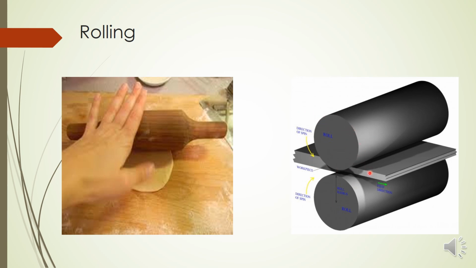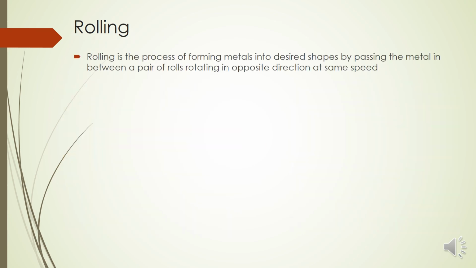This is a 2-roll mill, so we are using 2 rolls like this, and a metal block or a metal sheet is passed in between the gap of these 2 rolls. Due to that compressive force, it will be shaped into a thin sheet. So rolling is a metal forming process in which the metal is shaped into the desired shape by passing it in between a pair of rolls rotating in opposite directions.